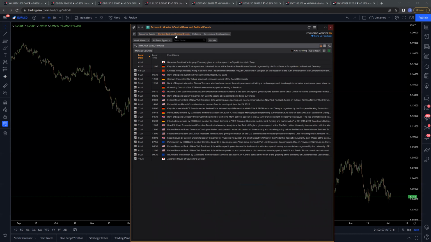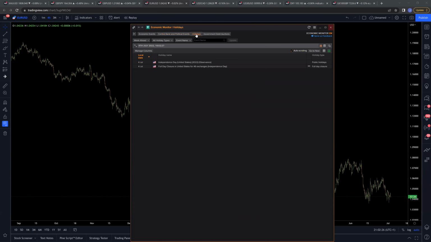Other than that, we do want to keep out for the Bank of England publishing their financial stability report, some Bank of England speakers as well overnight. And other than that, not too much else going on until later in the middle of the week with a lot more ECB and Federal Reserve speakers.